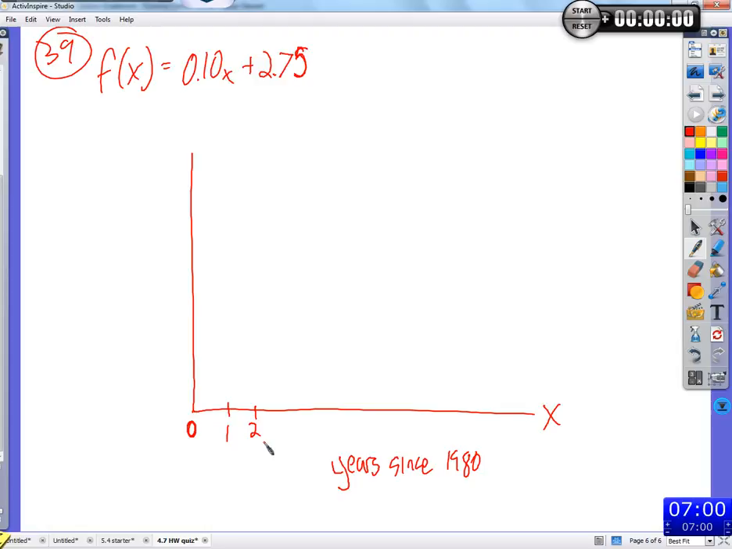According to this problem, we have to pay attention and look at the information. Where should we stop? What should be the biggest value of x that we go to? Nine? Why is that? If you go to 10, it would be 1990, but what years does it say it goes to? From 1980 to 2000. So what x should we stop at? 20 years since 1980. We should go to 21, right? Because it doesn't say this function works for the year 2001, just the year 2000.